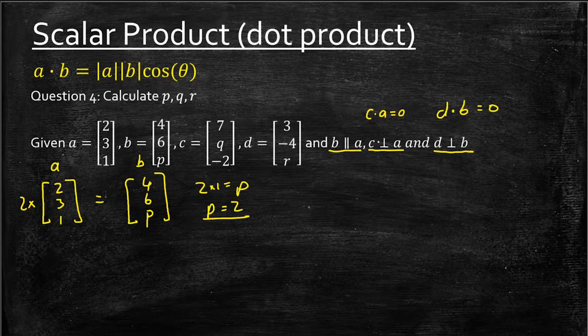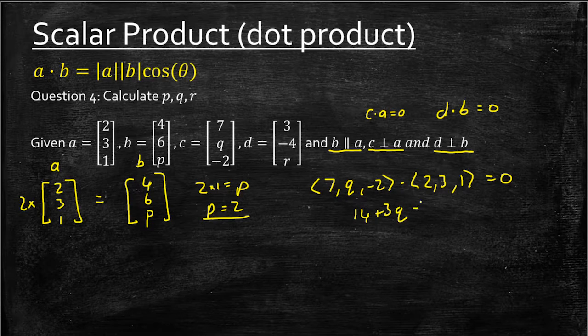Next, let's look at c and a. So we know that if they are perpendicular, the dot product must equal 0. So let's do the dot product now. I'm just going to write it in row vector form to save a bit of space here. So we're going to do c dot a. (7, q, -2) dot (2, 3, 1) has got to equal 0. So 14 plus 3q minus 2 equals 0. 3q is going to equal negative 12, and therefore q equals negative 4.